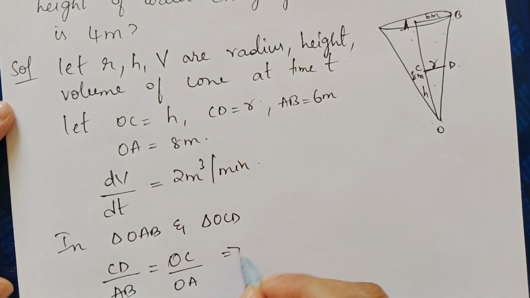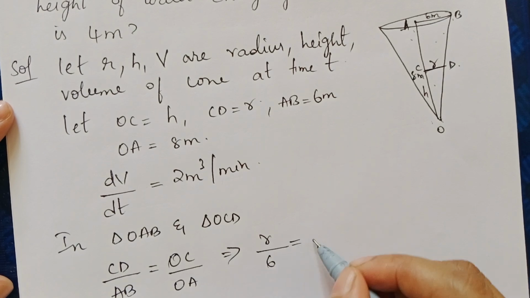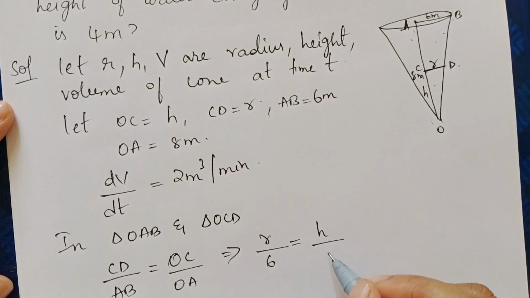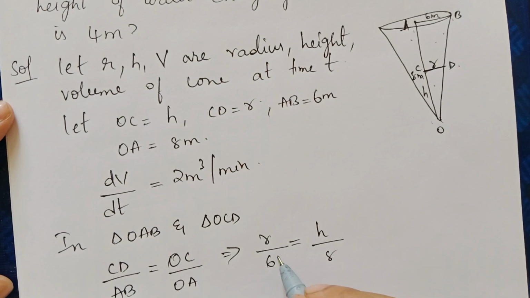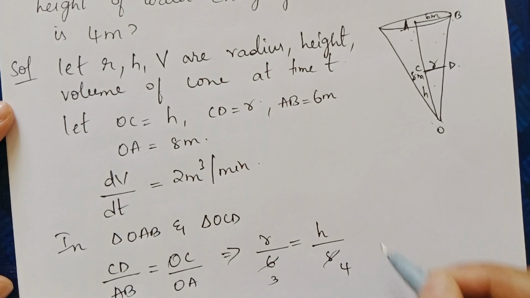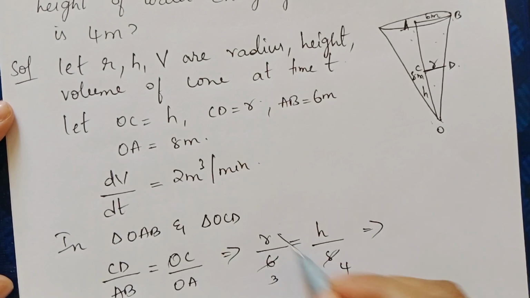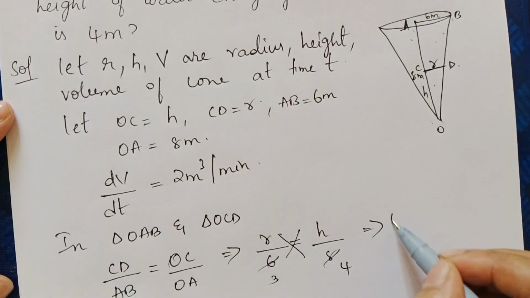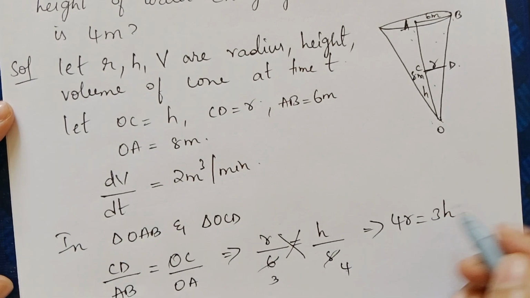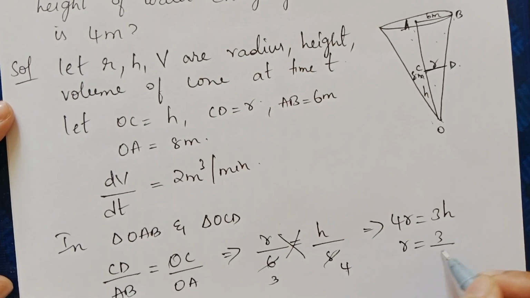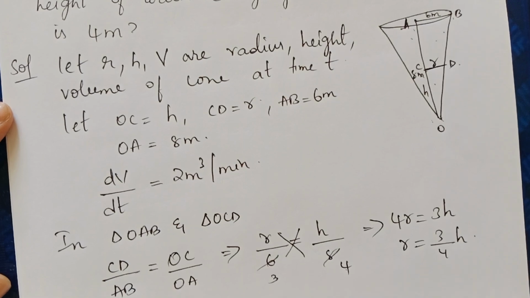So the CD value will be r, by the AB value 6, equals OC, which is h, by OA, which is 8. So 2 threes are and 2 fours are. So we can write it by cross multiplication: 4r = 3h, so r = (3/4)h.